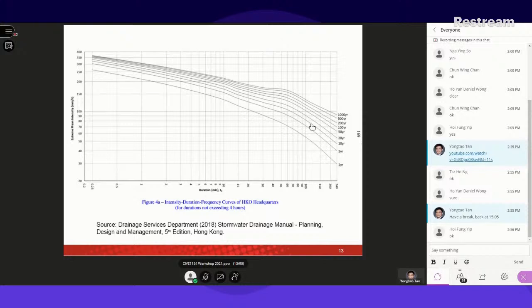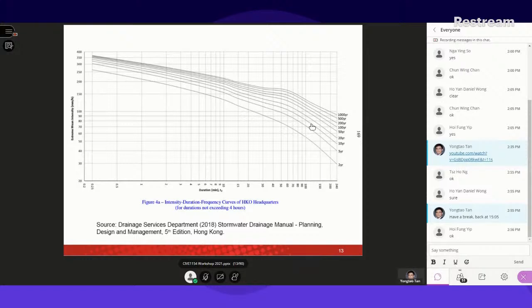For planning and design of drainage systems, how about the planning and the design of the drainage system? Normally the synthetic rainstorms are commonly used for the planning and design of the drainage system. And also for the design purpose, the synthetic rainstorms are normally based on Gumbel distribution.